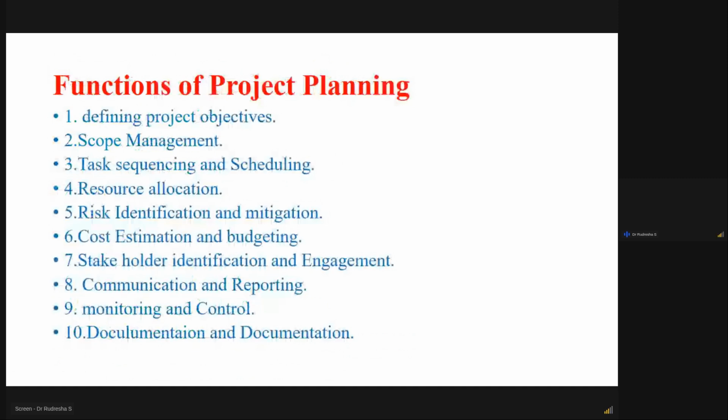See, next, functions of project planning: defining the project objectives, scope management, task sequencing and scheduling, resource allocation, risk identification and mitigation, cost estimation and budgeting, stakeholder identification and engagement, communication and reporting, monitoring and control, documentation. These are the functions of project planning.